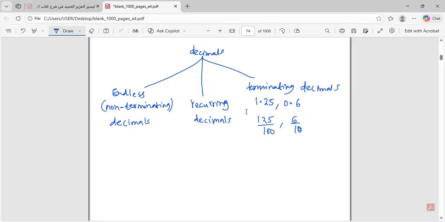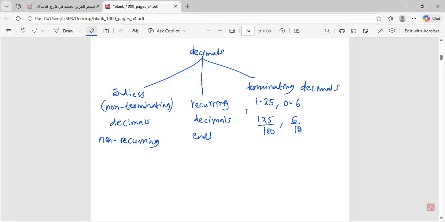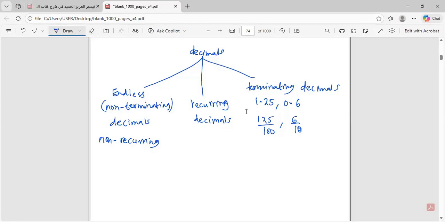Now recurring decimals are non-terminating. So we have endless decimals that are non-recurring, and we also have recurring decimals that are also endless. Let's just say all recurring decimals are always endless. So once you hear recurring decimals, it's always endless.